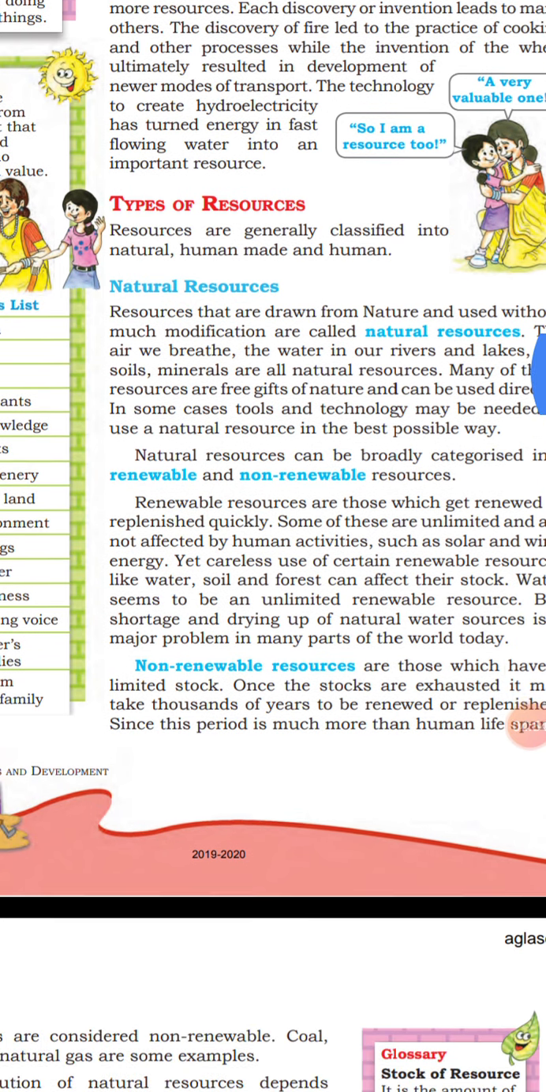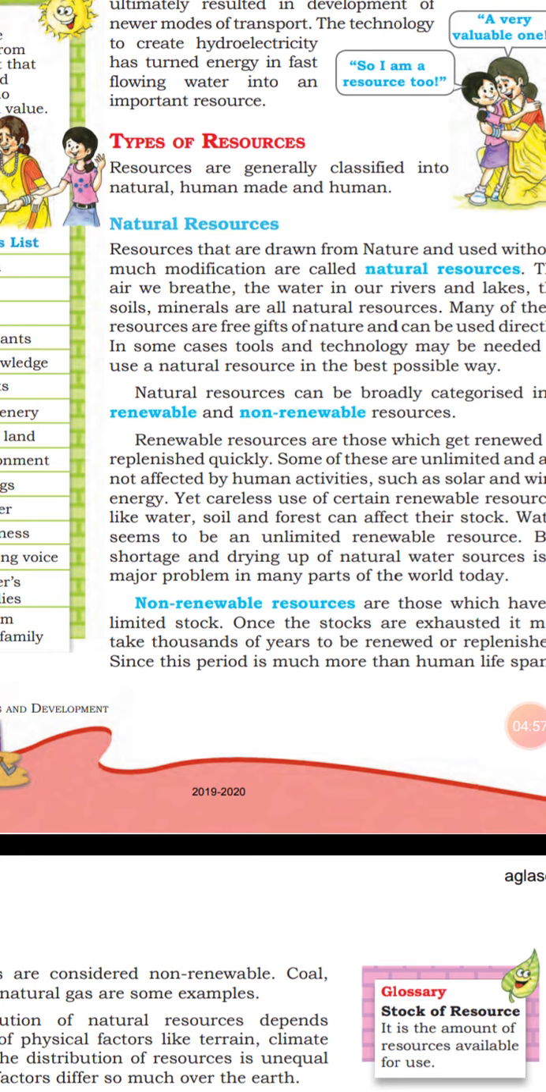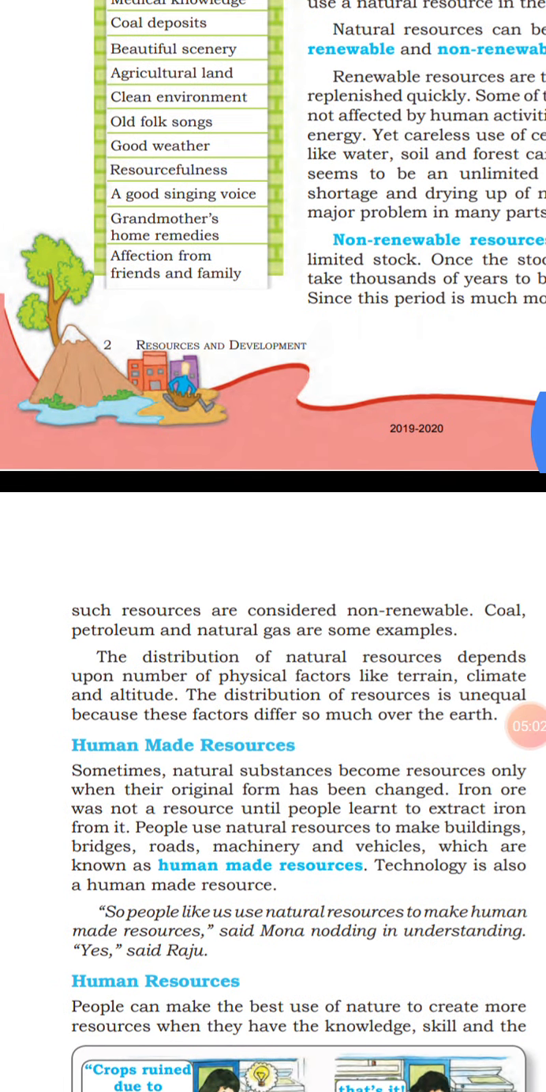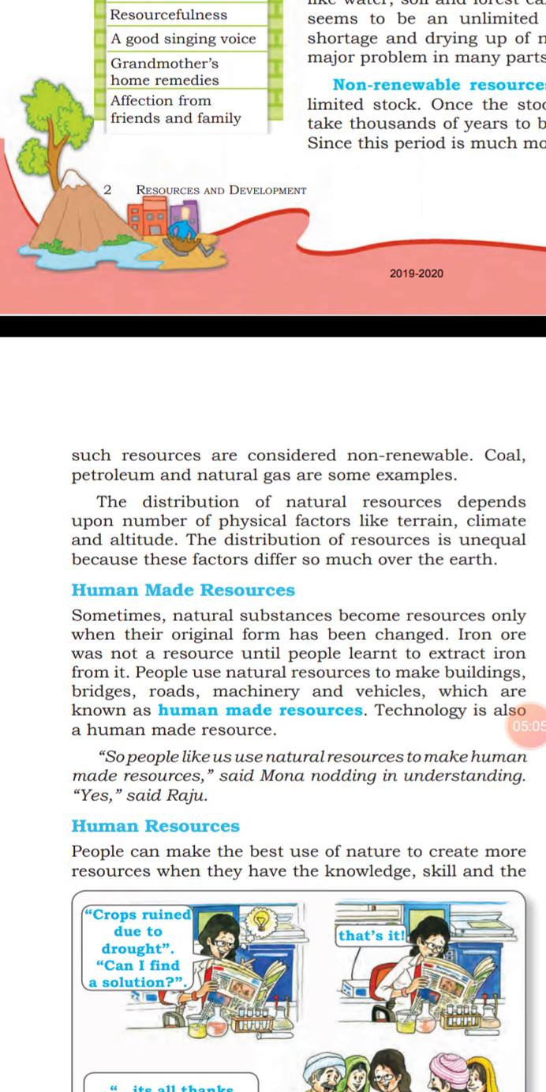So the next topic is human-made resources. What did you understand by the human-made resources? Human-made resources are those resources which, when the original form of natural resource is changed by human beings to make it more useful, are called man-made resources or human-made resources.